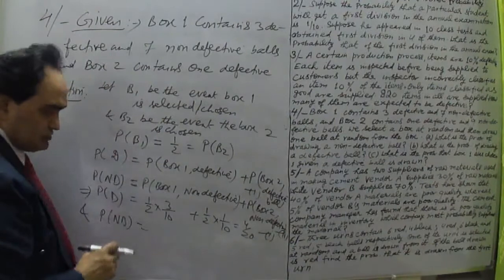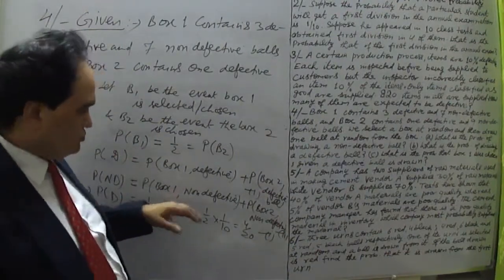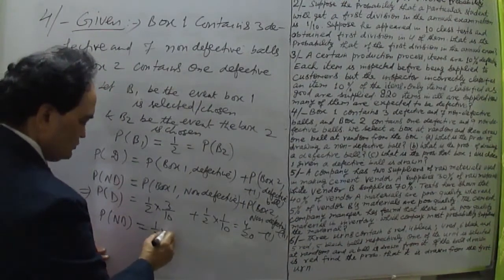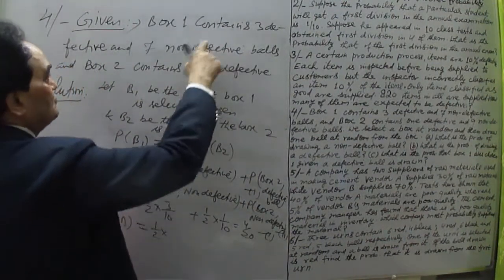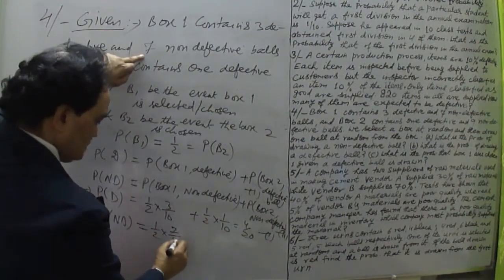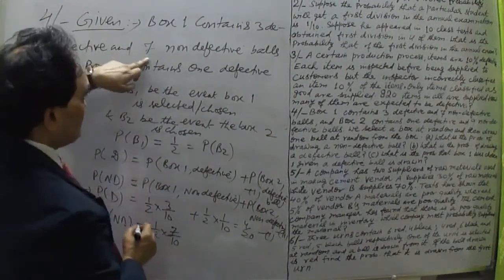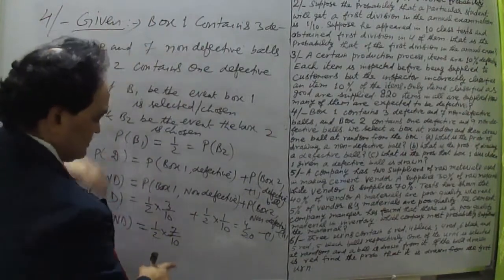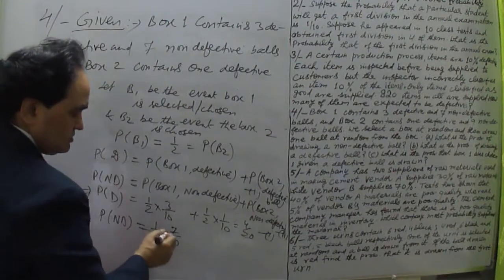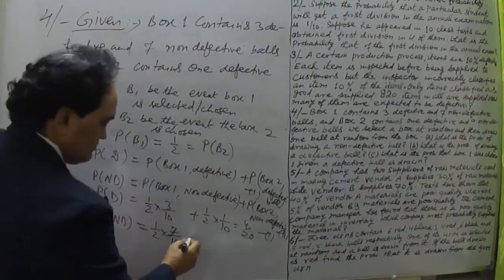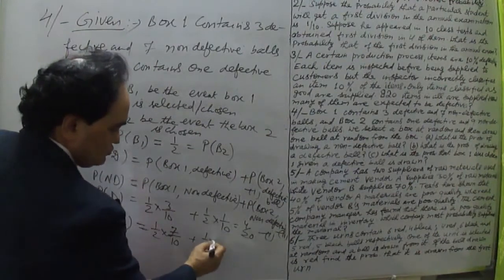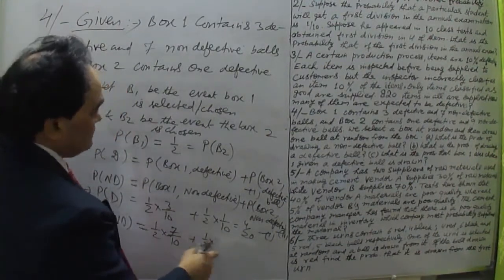So from the second equation, probability of box 1 non-defective ball: box 1 selected is 1/2 probability into non-defective ball 7 upon 10. In box 1, 7 are non-defective, 7 upon 10. For total balls are 7 plus 3, 10. Denominator 10 and numerator is 7 out of 10 are non-defective balls. Plus box number 2 is selected, 1/2 probability, into how many non-defective balls? 9 upon 10.